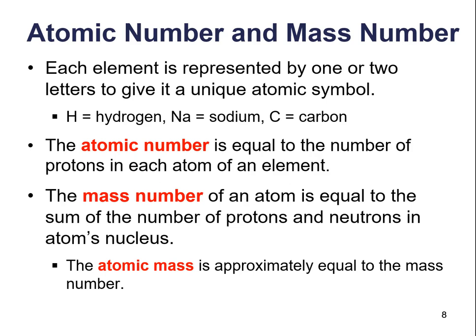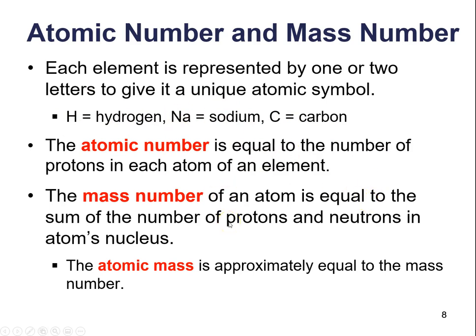So each element is represented by 1 or 2 letters, right, to give it a unique atomic symbol. These are the symbols that you find in the periodic table. So for instance, H, hydrogen. We should be familiar with some of these main elements that we find in living organisms, right? Hydrogen particularly. And we're going to talk more about these elements and them making up molecules in our next chapter as well. Okay, so H stands for hydrogen, Na sodium, C carbon. Those are just some examples.